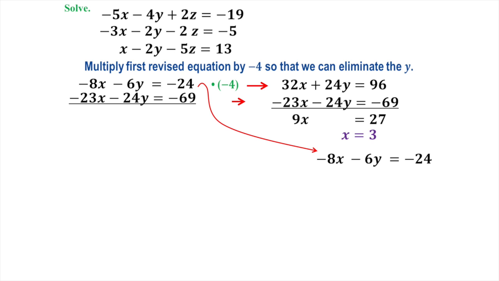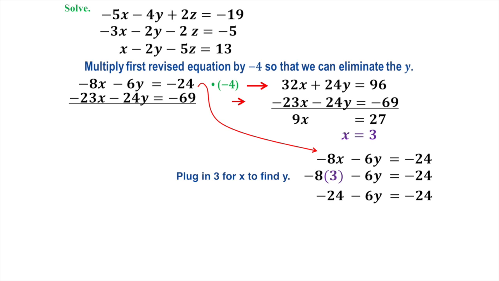I plug my 3 in for x. So this is negative 8 times x, so it's negative 8 times 3. I simplify that one, that'll give me a negative 24. So I need to move my 24 over to the other side, so I add 24 on to both sides. I find out that negative 6y equals 0. So in other words, y equals 0. Okay, so this is big. I've got x equals 3 and y equals 0.